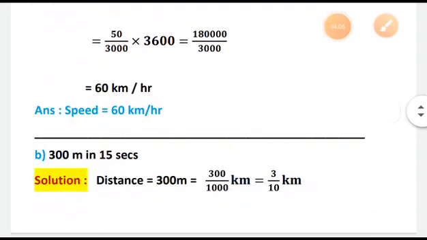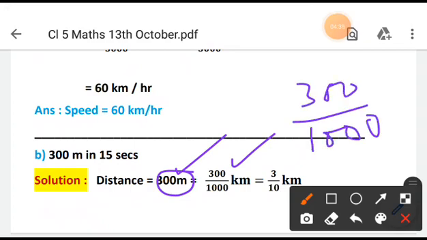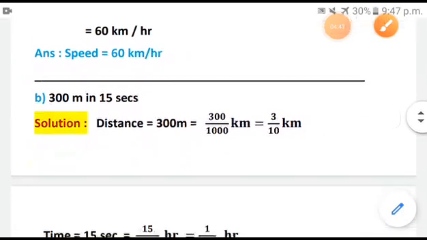Now next sum, part B, 300 meter in 15 seconds. That means the distance of 300 meter is covered in 15 seconds. So here you will write the distance, that is 300 meter. Now since you need to have the speed in kilometer per hour, the distance should be in kilometer. So for converting this 300 meter into kilometer, what you do? You write 300 by 1000. Then after that 300 by 1000, you cancel out 2 zeros and you will get 3 by 10 kilometer. So this is the distance in kilometer.